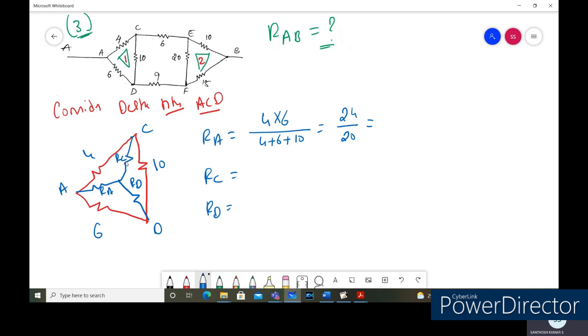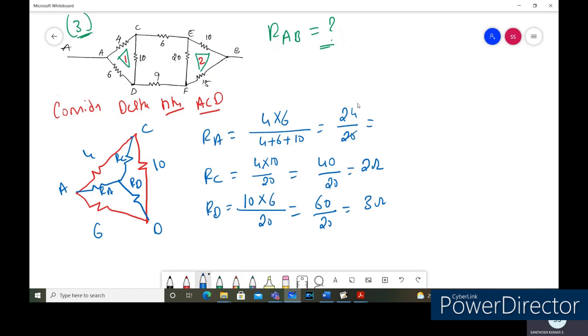Similarly the resistance RC is the product of the two neighboring resistances divided by the sum. The sum remains the same. So the product is 4 into 10 divided by 20, and similarly the resistance RD is 10 into 6 divided by the sum of all the resistances. Let us find this. It is 40 divided by 20, which is equal to 2 ohm, and similarly 60 divided by 20, which is equal to 3 ohm.